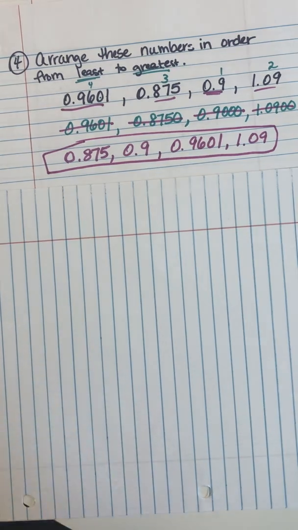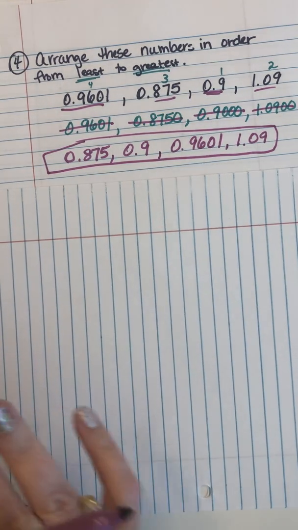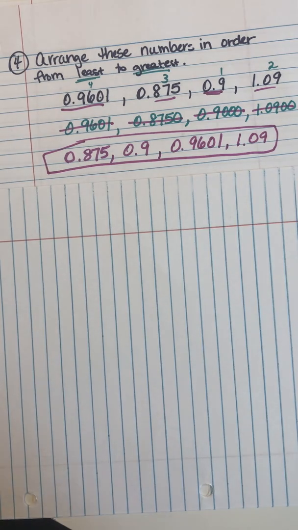Okay? So we've done those many times. We just haven't done them where there were 4 digits of decimal places.